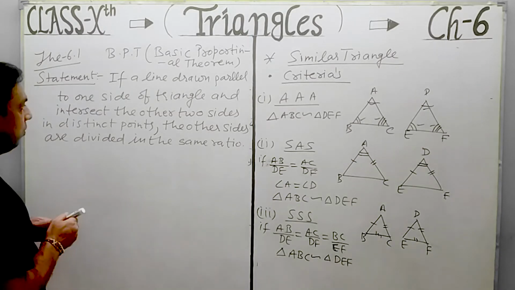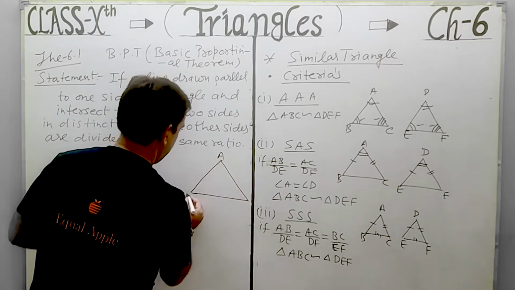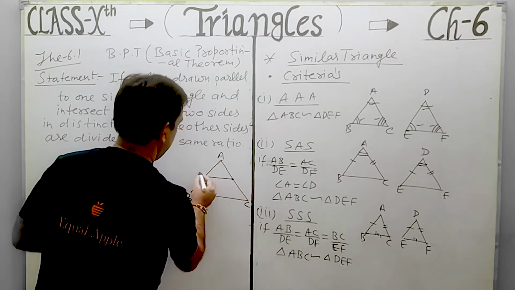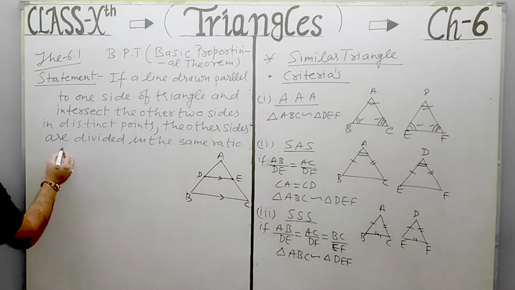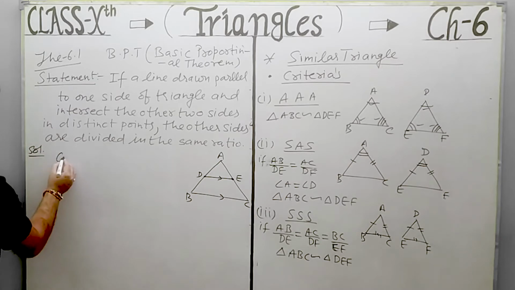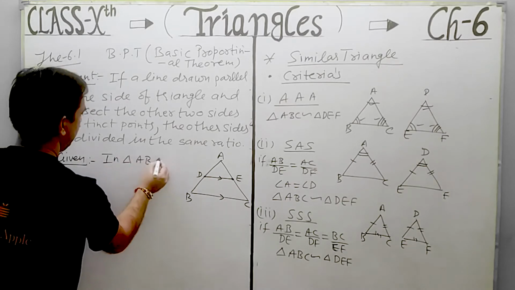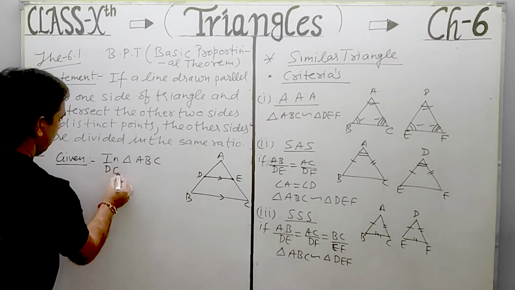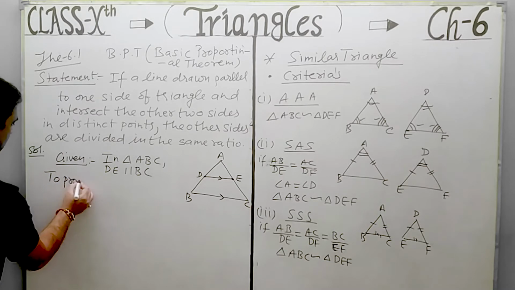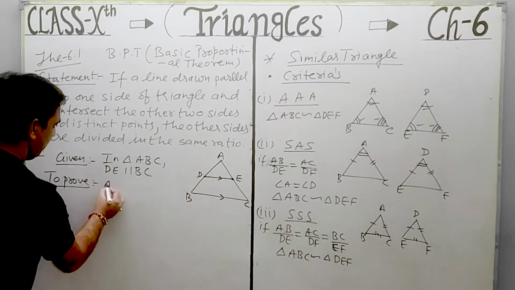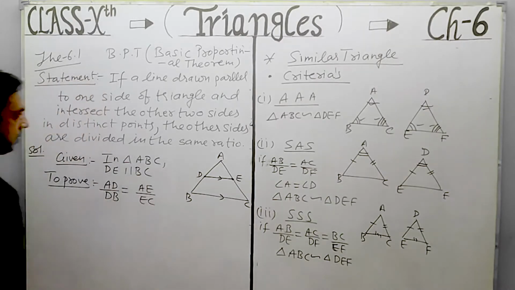So before proving this theorem, I am drawing the figure in which we have one triangle given and one line. I am assuming DE, which is parallel to BC, right? So here I am doing the solution of this theorem. First I am writing the given part: in triangle ABC we have DE parallel to BC. To prove: we have to prove AD upon DB equals AE upon EC, right?